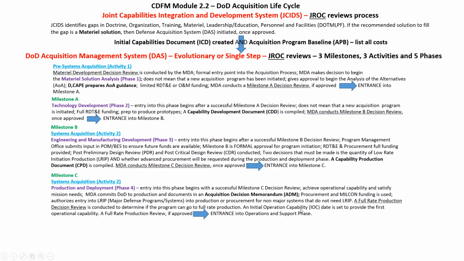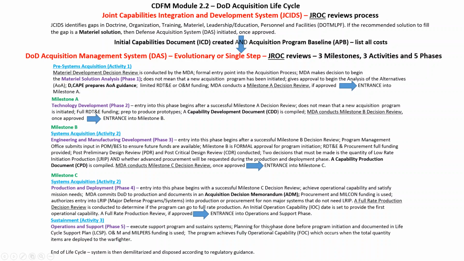An initial operational capability date is established to provide the first operational capability. What date? Before we can have the first vehicle on the road ready to be used. A full rate production review, if approved, gives us entrance into the operation and support phase. Sustainment is activity number 3. Phase 5, operation and support.